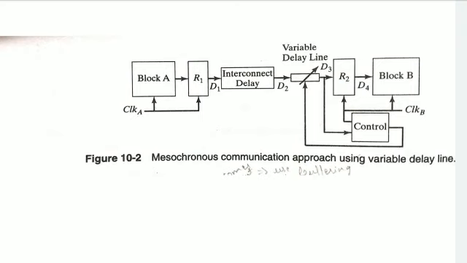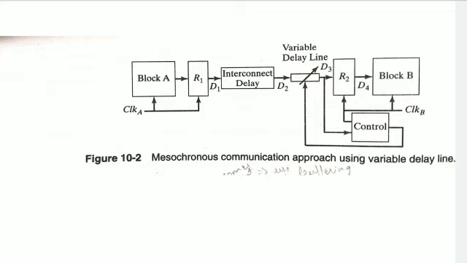Okay, because we don't know, these are two separate clocks. Obviously there is going to be a phase difference and an unknown interconnect delay in the path between block A and block B. The role of a synchronizer is to adjust the variable delay line such that the data signal D3, that is the delayed version of D2, is aligned properly with the system clock of block B.